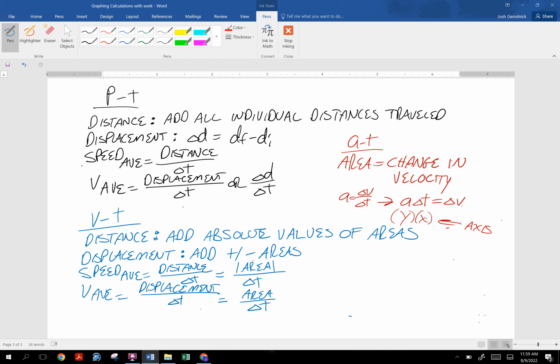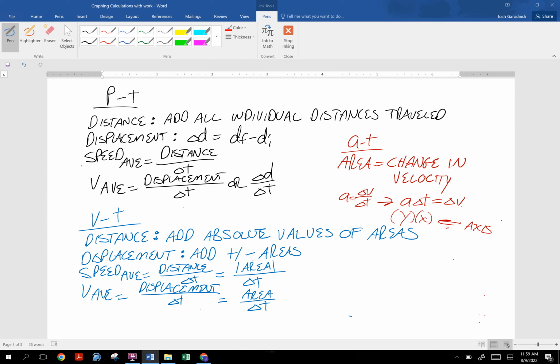And the same thing goes for the velocity time graph, except with the velocity time graph, to get distance, we're talking about areas. So if we're getting distance, it's the absolute value of the areas. If it's displacement, include the negative area, include the sign. Speed, again, is distance over time, and velocity is displacement over time. So absolute value of area over time versus positive, negative total area over time.